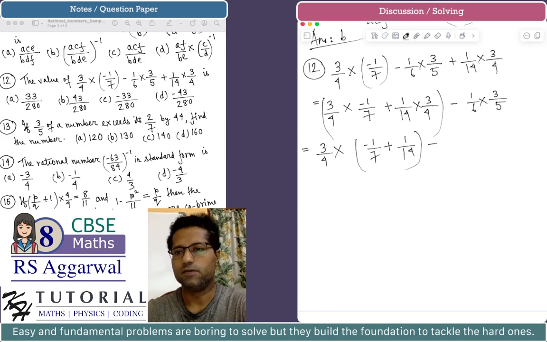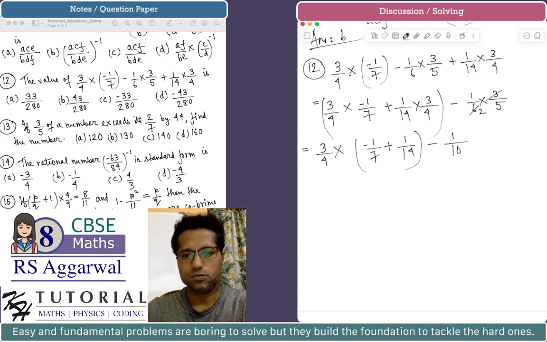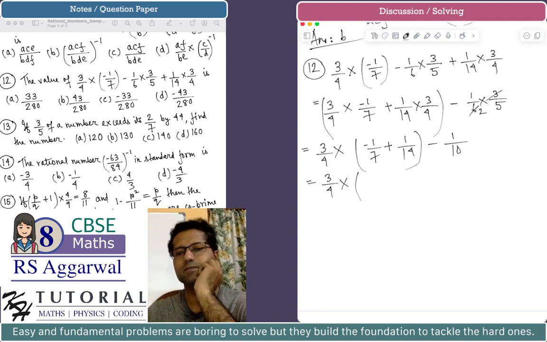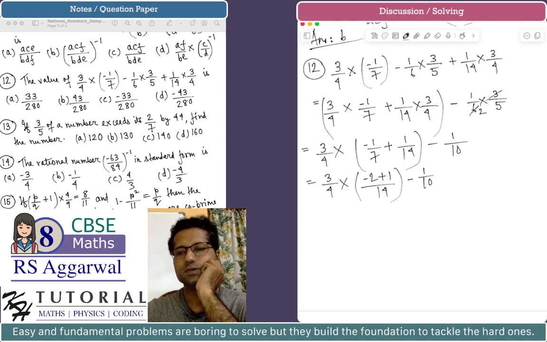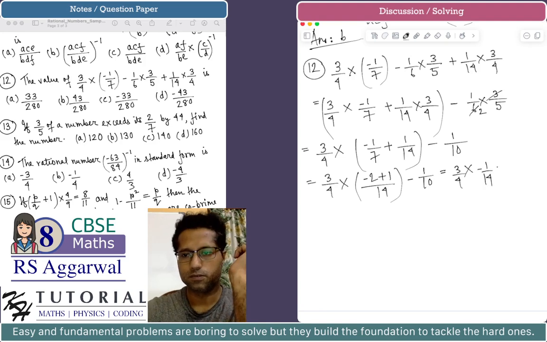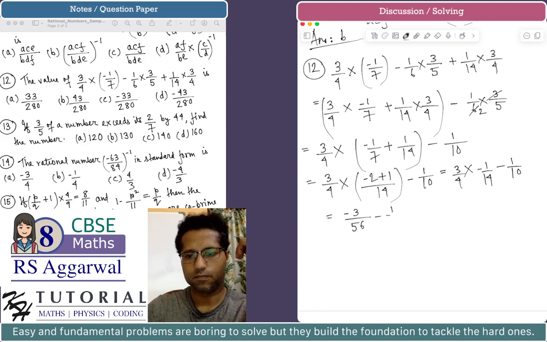And this 1 by 6, if you do some cancellation, you will see this is minus 1 by 10. So this is equal to 3 by 4. If you simplify minus 1 by 7 plus 1 by 14, you will get minus 2 plus 1 by 14, minus 1 by 10. This is equal to 3 by 4 multiplied by minus 1 by 14, minus 1 by 10. This is equal to minus 3 by 56 minus 1 by 10.